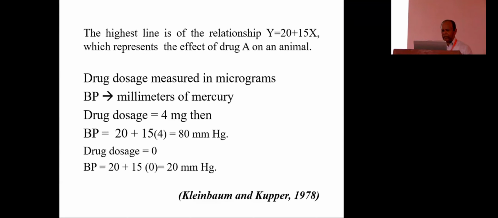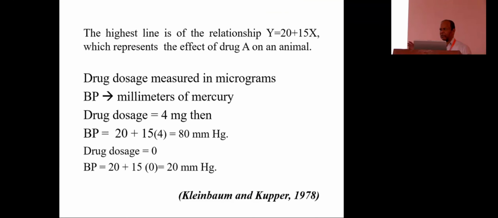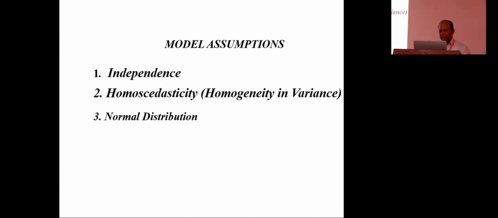Here, for example, in drug B and drug A, the regression coefficient B is 15. If there is a 1 unit increase in your drug dose, there is a 15 unit change in your blood pressure. So if I increase the dose by 4 units, what kind of change happens? That is a simple calculation which you do. Now, this is just explaining the regression equation.